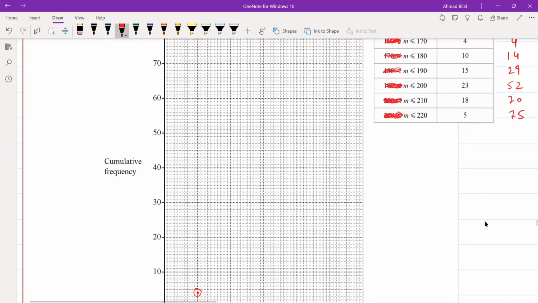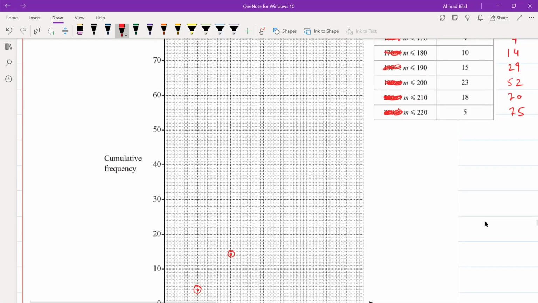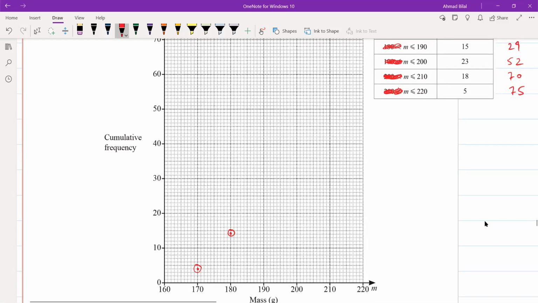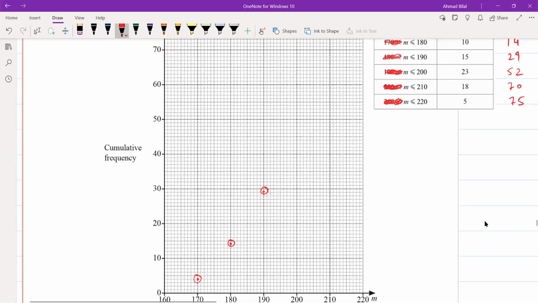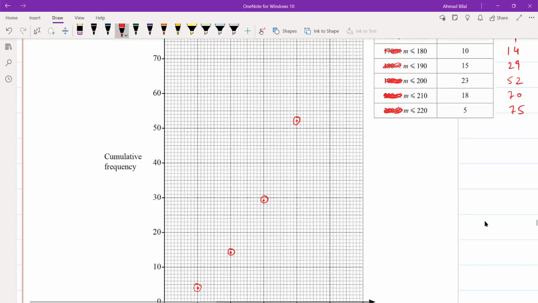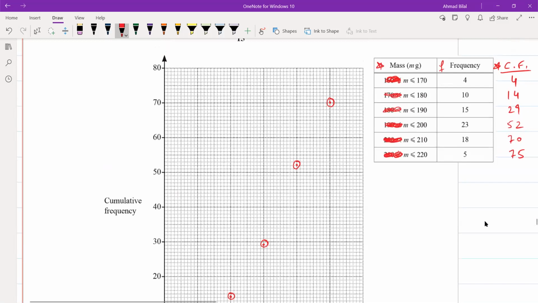Then we have 180 and 14. 180 and 14, that's here. 190 and 29. 190, 29, that's here. 252, that's this point. Then 210 and 70. And finally, we have 220 and 75.